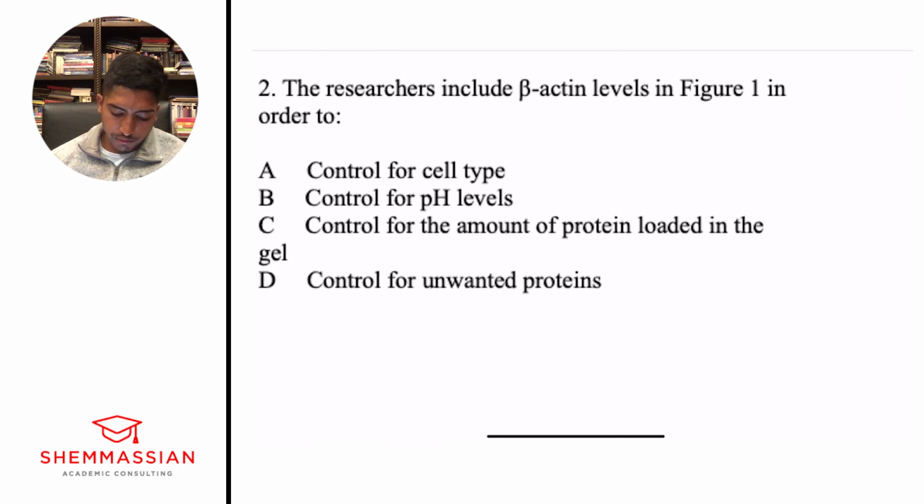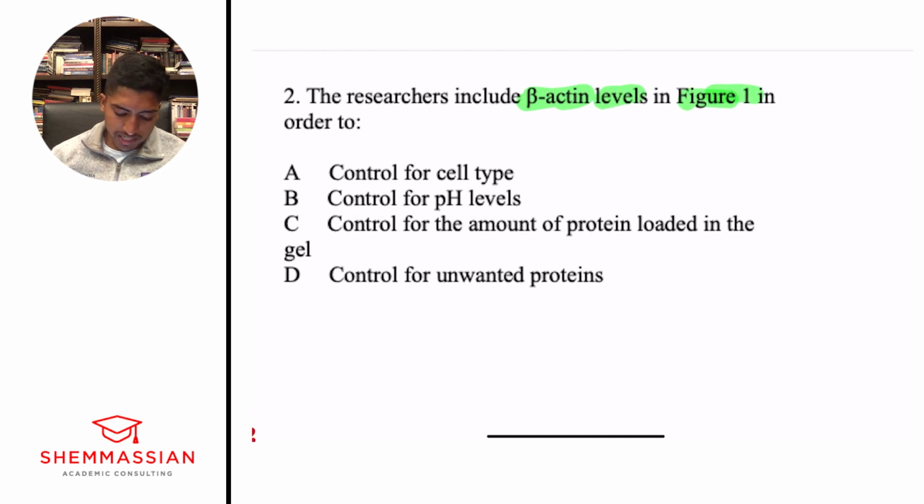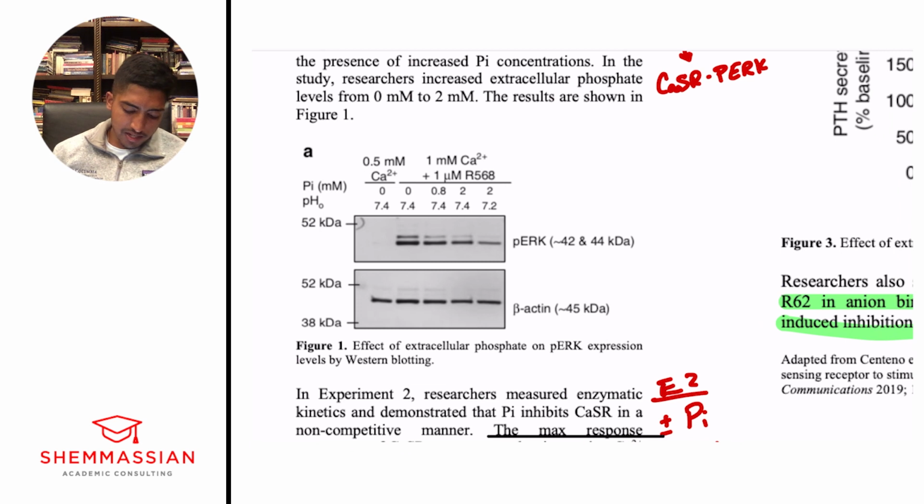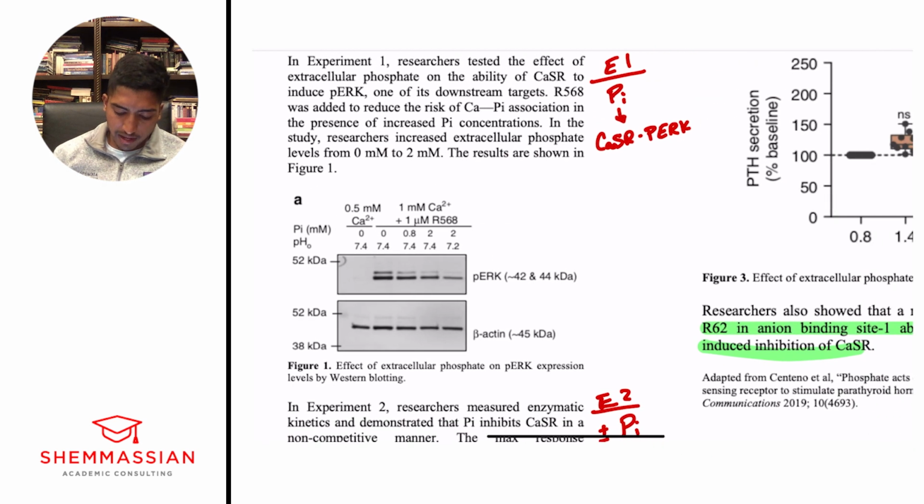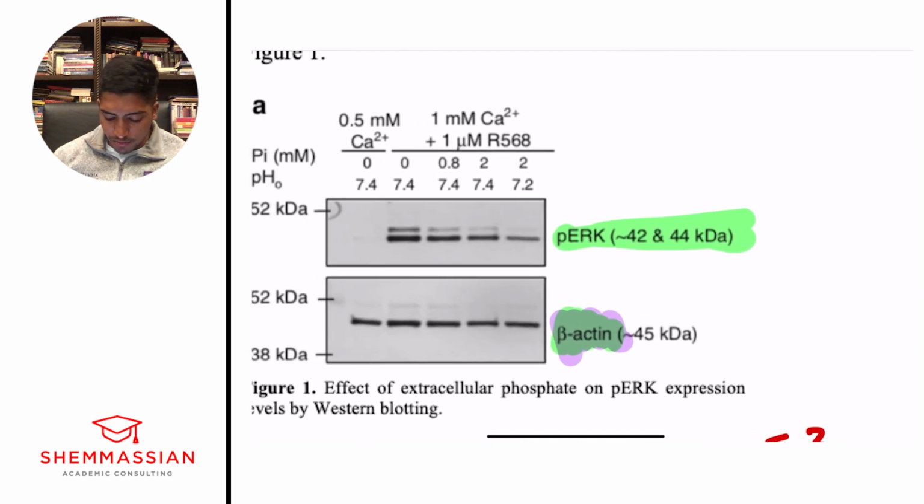Question number 2. The researchers include beta-actin levels in figure 1 in order to A, control for cell type, B, control for pH levels, C, control for the amount of protein loaded in the gel, or D, control for unwanted proteins. All right, so it's asking why we use this level of beta-actin in figure 1. So we can take a quick glance at figure 1, and we see that our experiment is looking at PI effect on pERK, right? So we're mainly looking at pERK, but we have this other row for beta-actin, right? And so why do we have beta-actin?